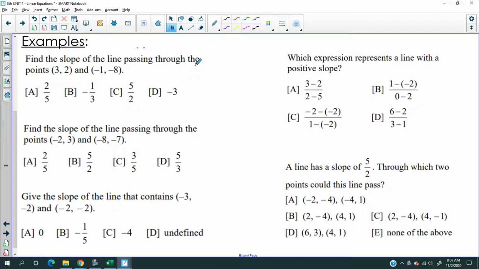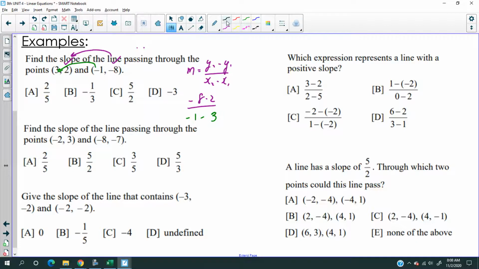Every time you do the slope, I'm going to ask you to write the slope formula down, because this is the only way you're going to memorize it, by doing it over and over. So this is the slope formula. This is y2. Let me color code this. I'm going to go this way: negative 8 minus 2 over negative 1 minus 3. Am I right?